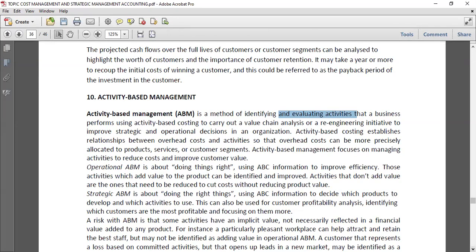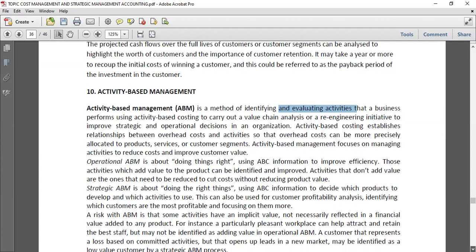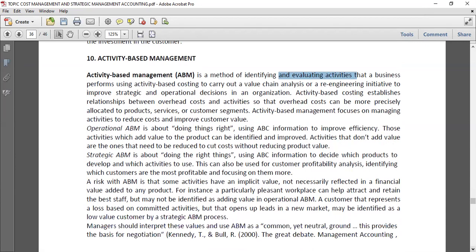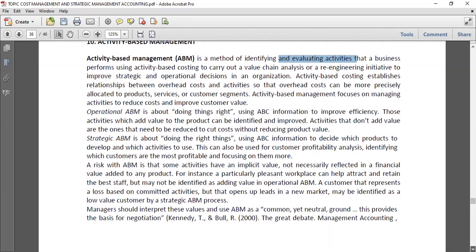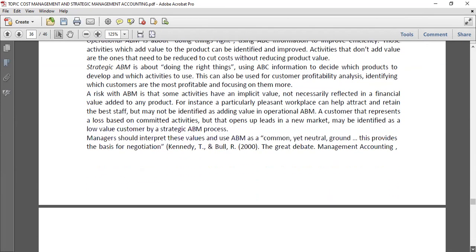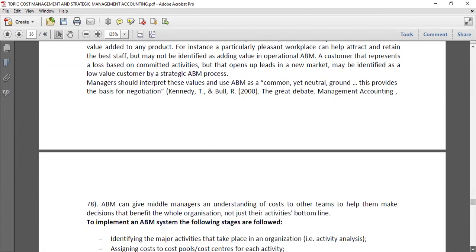It's basically giving guidance. And here we are saying that we are using the ABC information to decide which products to develop, and which activities to use. So that is the principle when it comes to operation ABM and strategic ABM. So you'll be able to read more information about there.